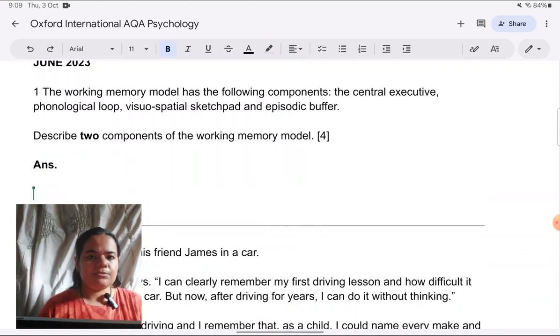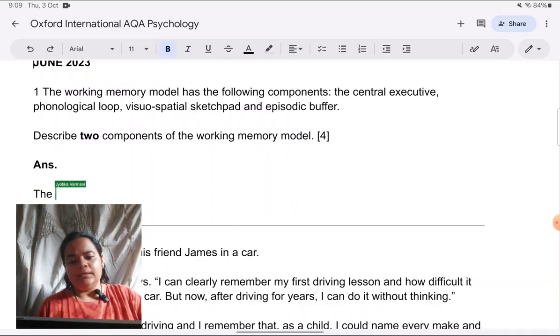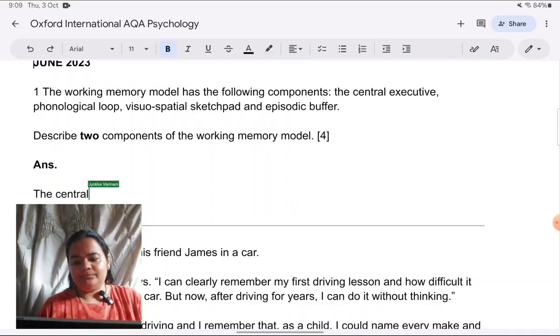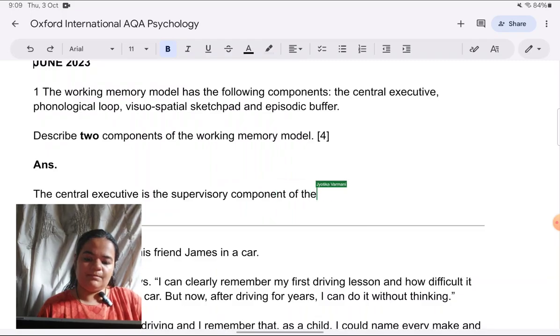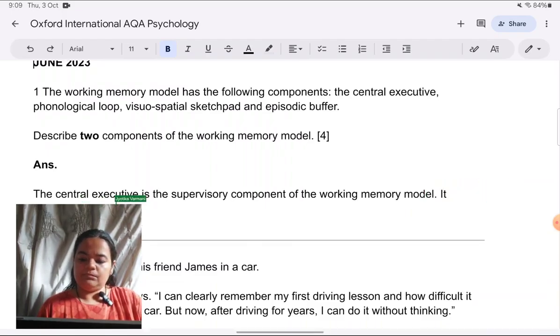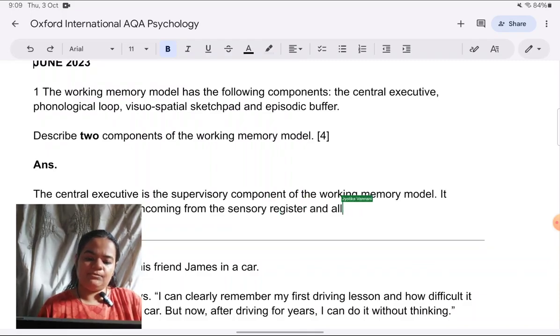Okay, we can answer these questions in a straightforward way. Needless to say, there is no requirement for an introduction or a conclusion. The central executive is the supervisory component of the working memory model. It monitors information incoming from the sensory register and allocates it for further processing.